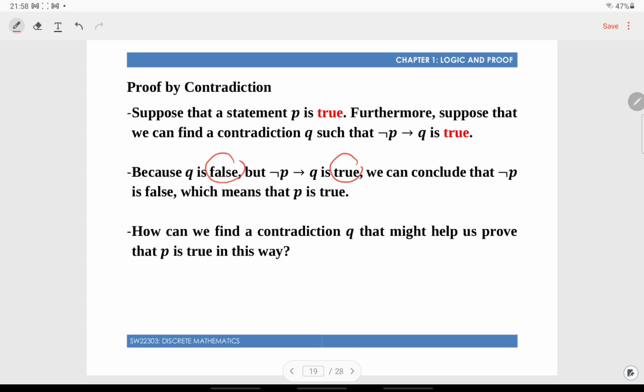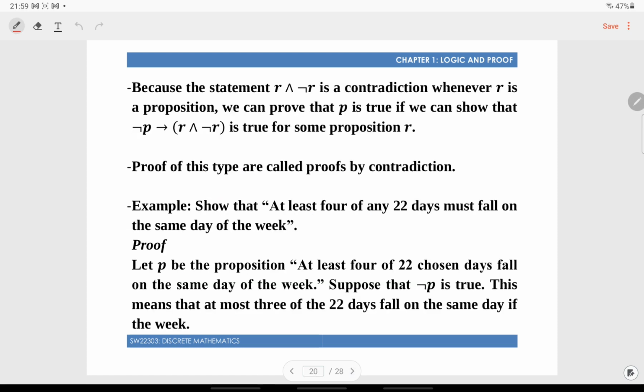So we can conclude that not P is false. Because not P is false, that means P is true. But the question now is, how can we find a contradiction Q that might help us to prove that P is true in this way?